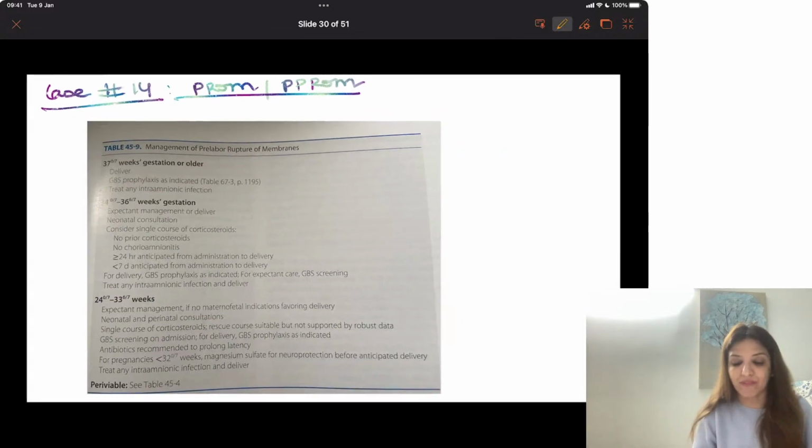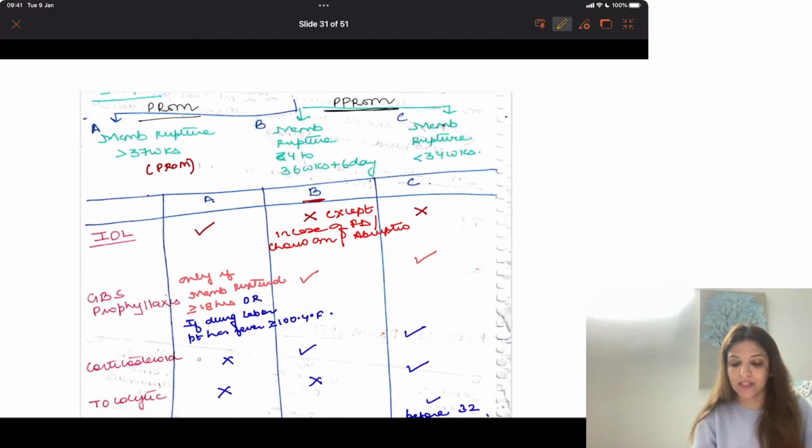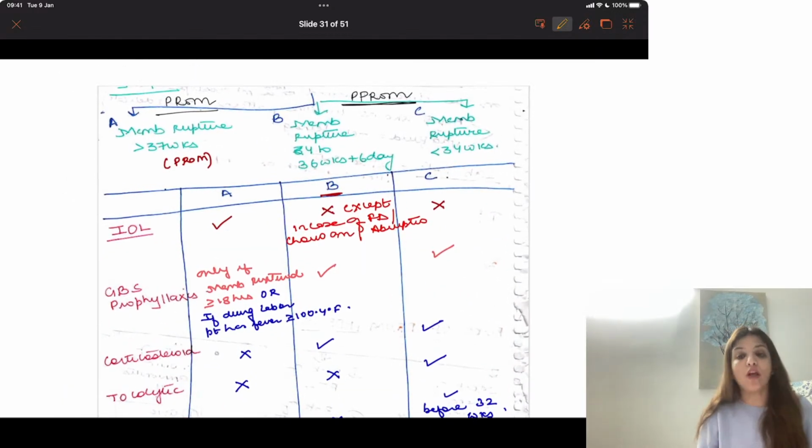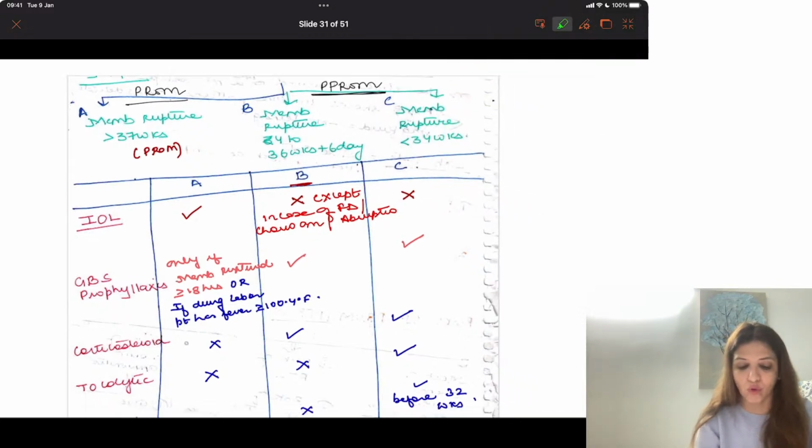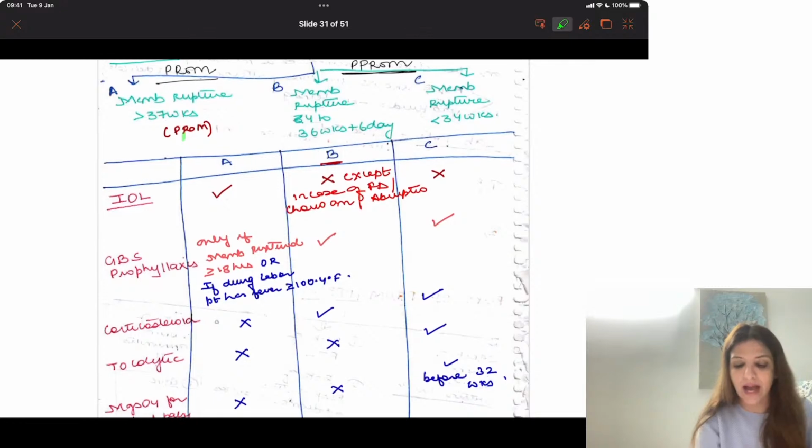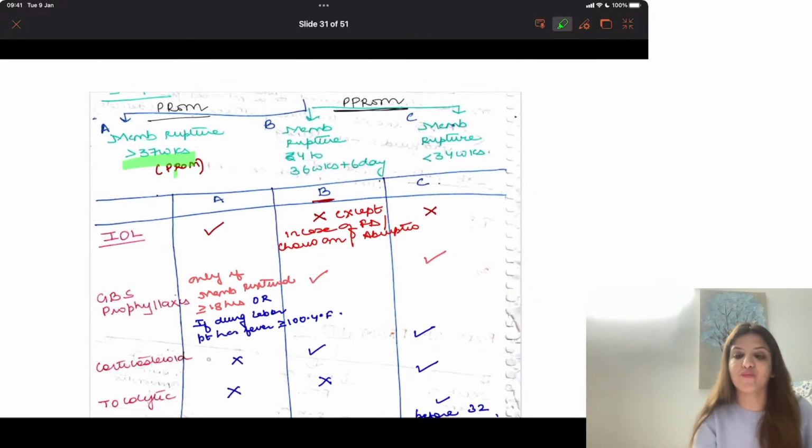Now in order to simplify this table for you, I have made it like this over here. So in all questions where you get ruptured membranes, you have to see whether they are talking about premature rupture of membranes or preterm premature rupture of membranes. Premature rupture of membranes, or PROM, which is also called pre-labor rupture of membranes, means when the membranes are ruptured at more than or equal to 37 weeks. And preterm premature rupture of membranes means when they are ruptured at less than 37 weeks.